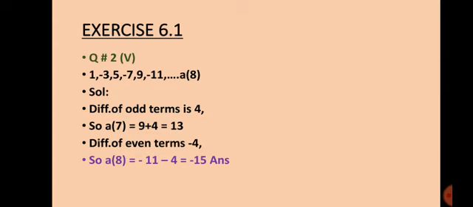and we can calculate the next term. The next term after minus 11 will be minus 11 plus minus 4. So when we add up these two terms, minus 11 minus 4, we will get minus 15, and minus 15 is the eighth term, and the eighth term was to be found. So we have calculated the eighth term, that is minus 15.